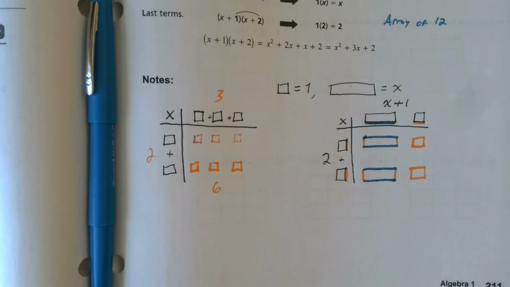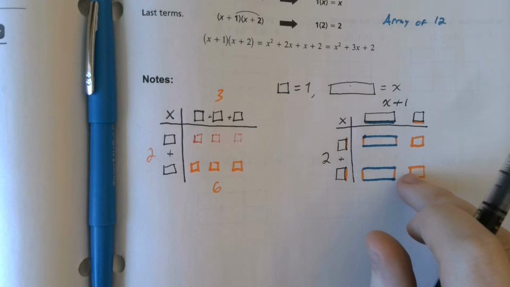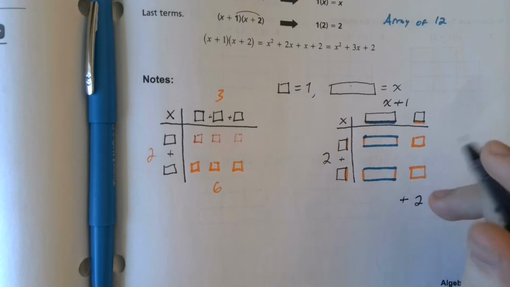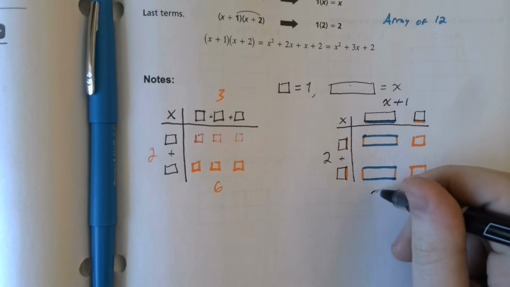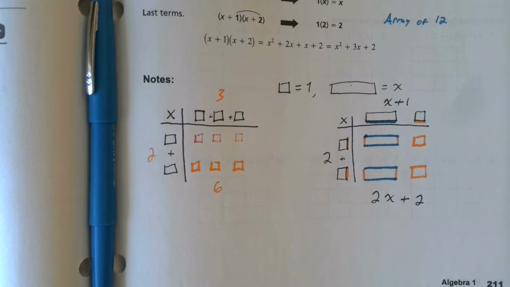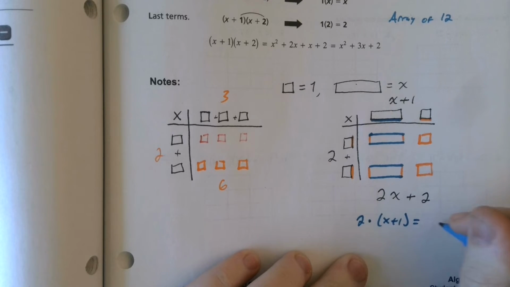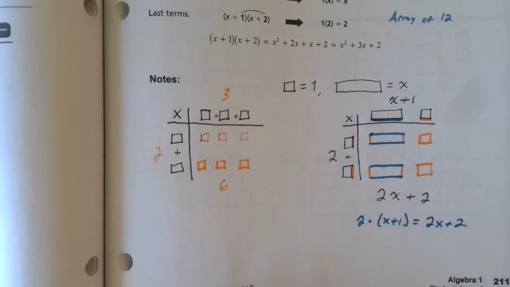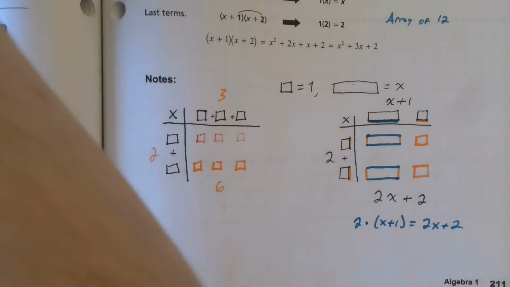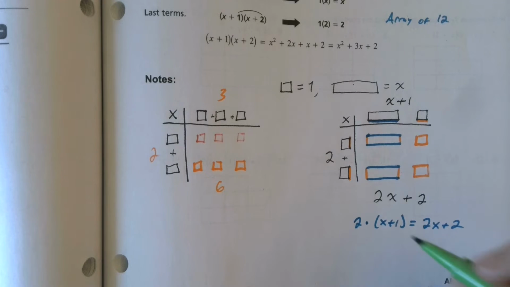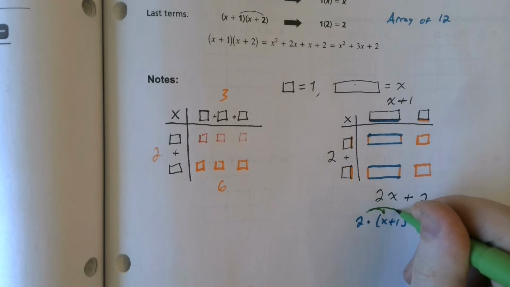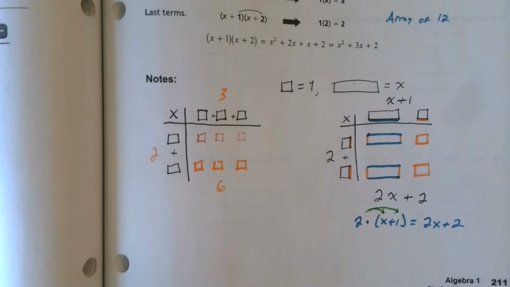So what we've created here is an array that represents a polynomial. Instead of it just adding up all the blocks, we have 2 ones blocks, so it's going to be 2. And we have 2 x blocks, so we can represent it as 2x. In other words, what we have just found using arrays is that 2 times x plus 1 equals 2x plus 2. You may have already known this from a while ago, though. You could have thought about this as a distribution problem. 2 times x is 2x, 2 times 1 is 2. That's nothing new. We know how to distribute.